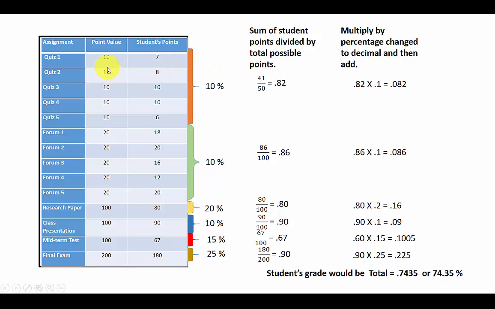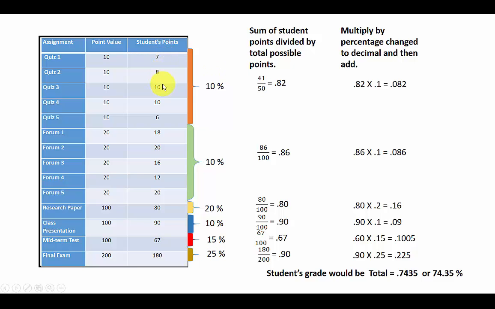So I take the sum of the student points, which I add up, like if it's on the quizzes here, and I've color coded these to kind of give you an idea. Each one of these is a different category. Here's my quiz category that's worth 10%. The green here is my forum category worth 20%. The yellow is my research paper that's worth 20%. Class presentation on the blue worth 10. The red is my midterm test, and the gold down here is my final exam.